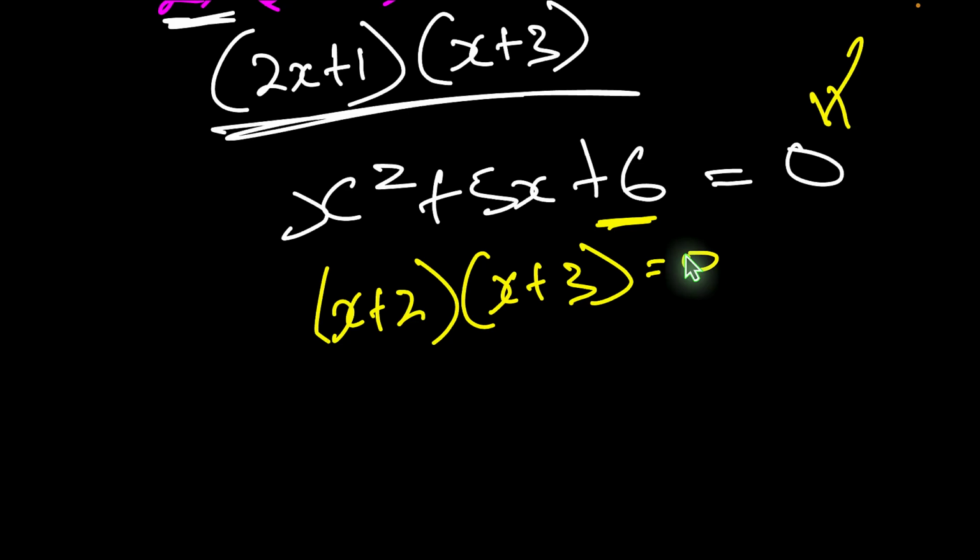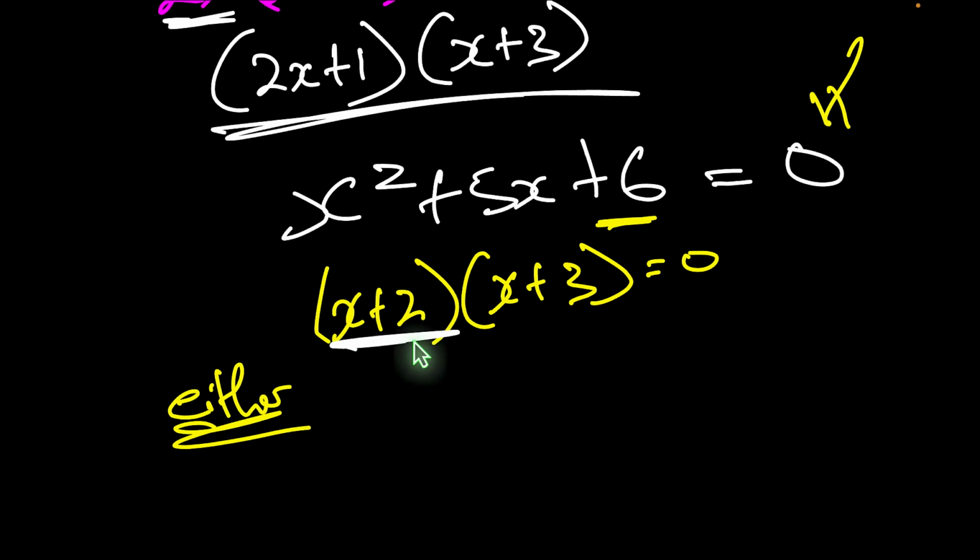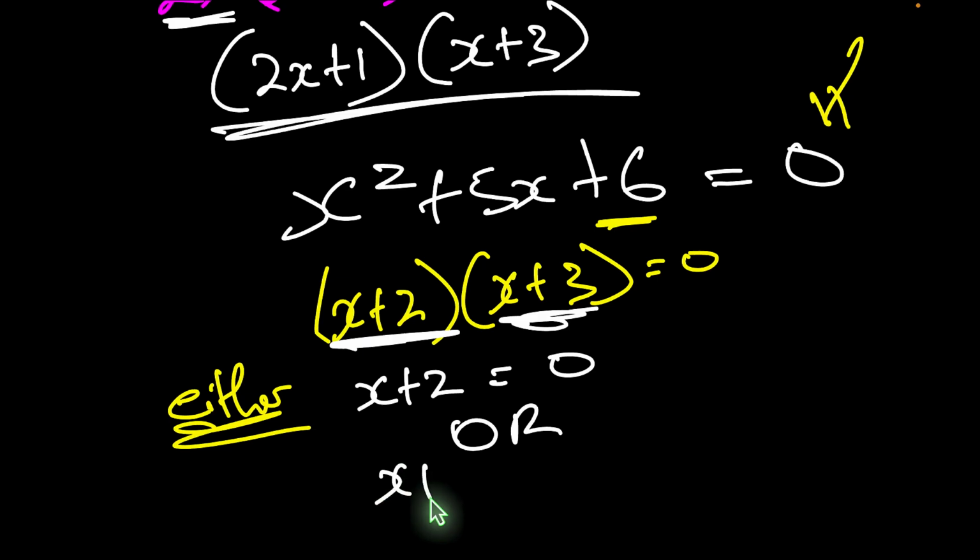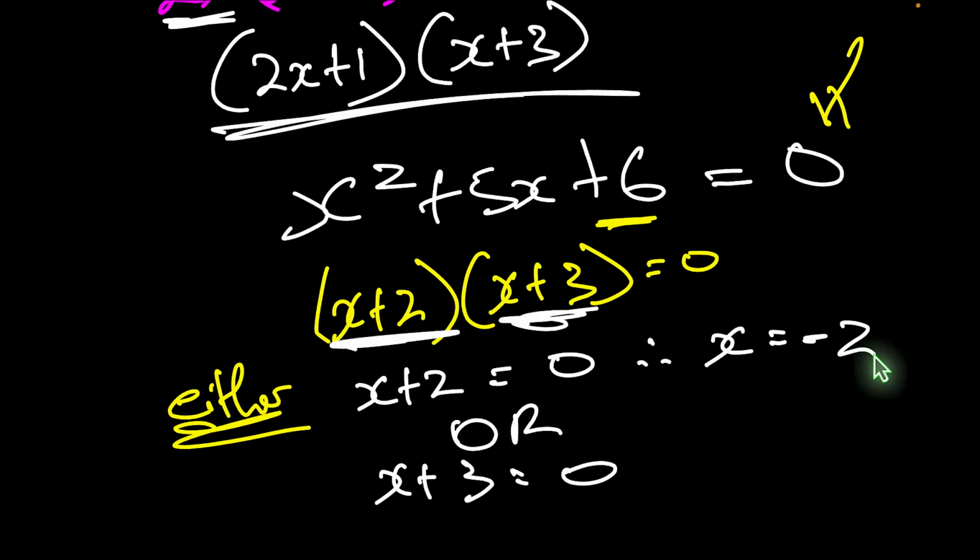equals 0. And what we're going to say here is, in order for you to multiply two things and get 0, one of them must be 0. So we're going to say either x plus 2 is equal to 0 or x plus 3 equals 0. So one of them equals 0. Therefore, for x plus 2 equals 0, the value of x would be negative 2. And for x plus 3 equals 0, the value of x would be negative 3.